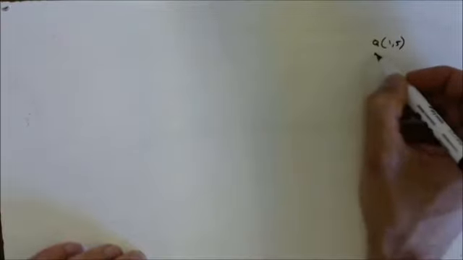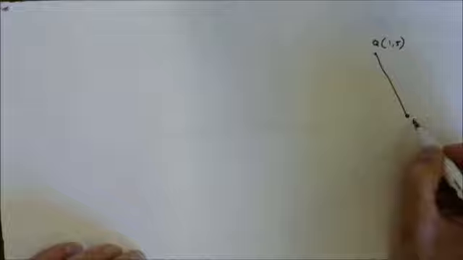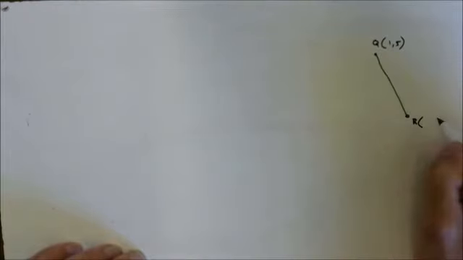But we've got Q at 1, 5. Then we've got R down here. It is at 7, negative 1. Do you guys have this picture already?